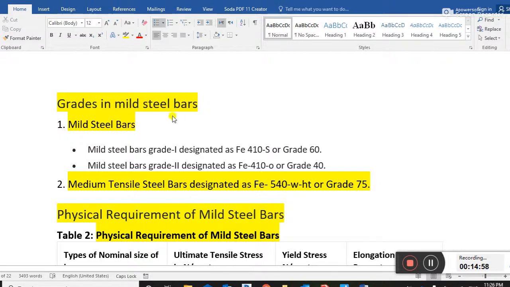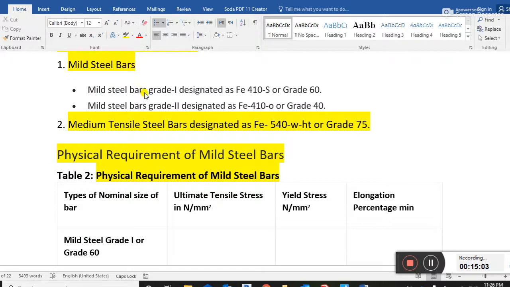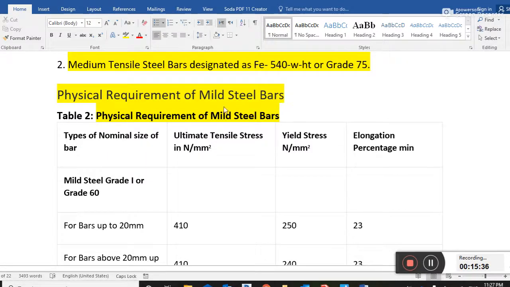Grades in the mild steel bars. Mild steel bars grade 1 is designated FE 410 S or grade 60. Mild steel bars grade 2 is designated as FE 410 or grade 40. Medium tensile steel bar is designated as FE 540, grade 75.